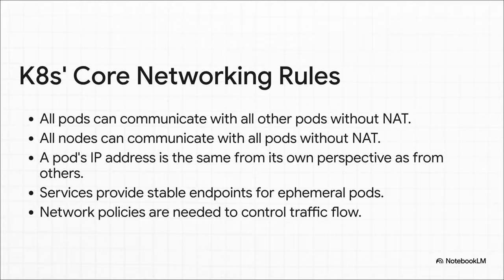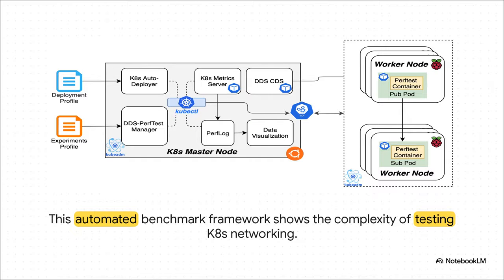Now, these rules create this beautiful, flat network, but they also create a huge engineering challenge that Kubernetes, by itself, doesn't actually solve. Instead, it uses this brilliant plugin model. And just getting everything connected is kind of the easy part. I mean, just look at this diagram. This is a whole framework that researchers had to build just to test the performance of these networks. You've got deployment profiles, an auto deployer, a whole system just to manage the tests, logging, visualization. The complexity here is a massive clue that the network you choose isn't some trivial thing. It's a deeply engineered system.